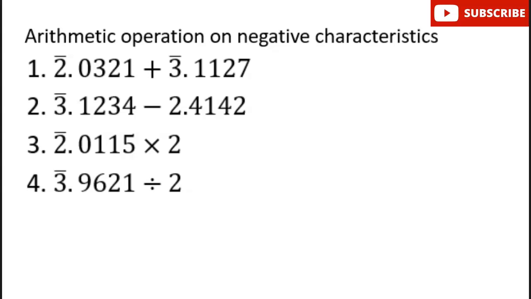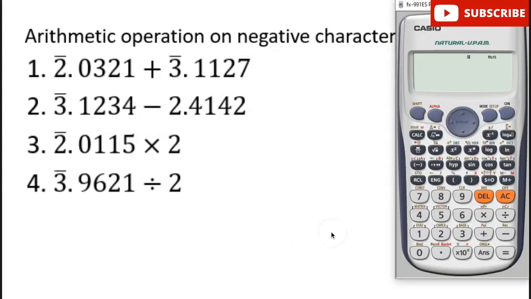In this video, I'm going to look at arithmetic operations on negative characteristics. So for example, when we have these values, this negative characteristic 2 bar point 0321 plus 3 bar point 1127. Okay, let's first use the calculator to compute them.